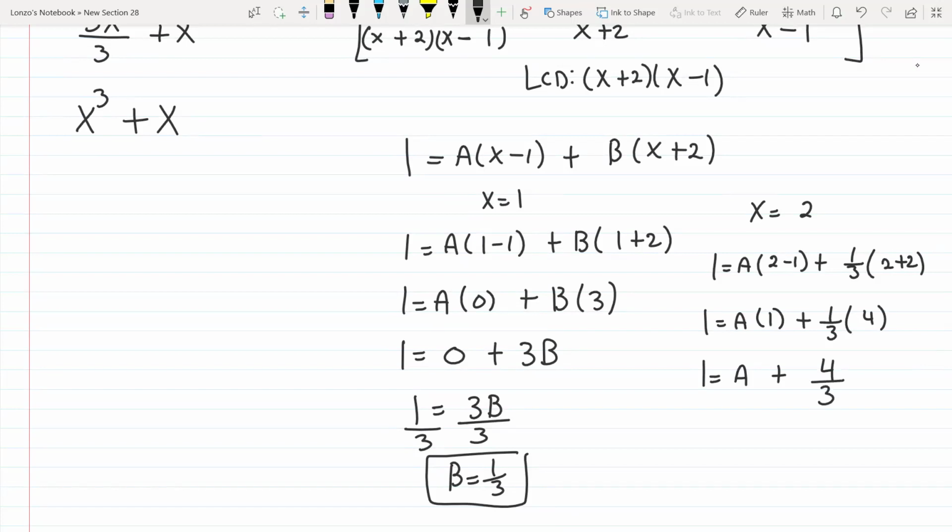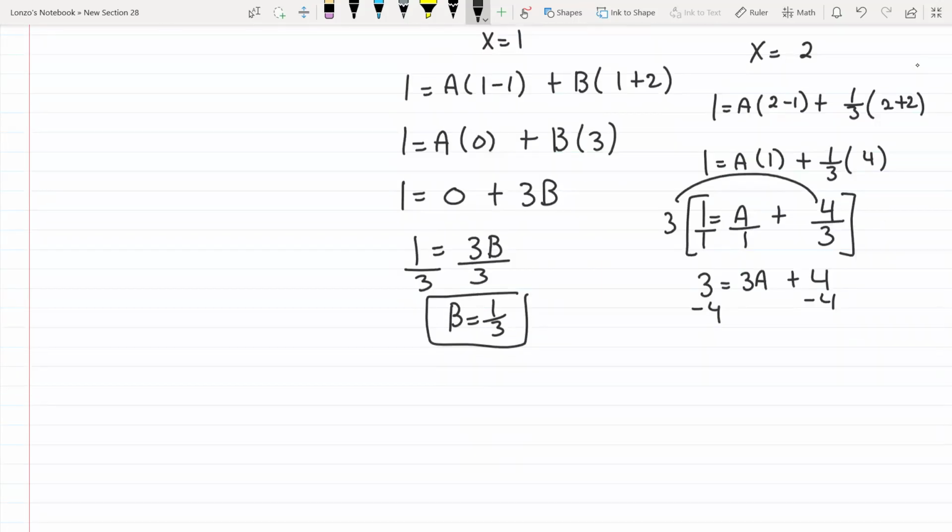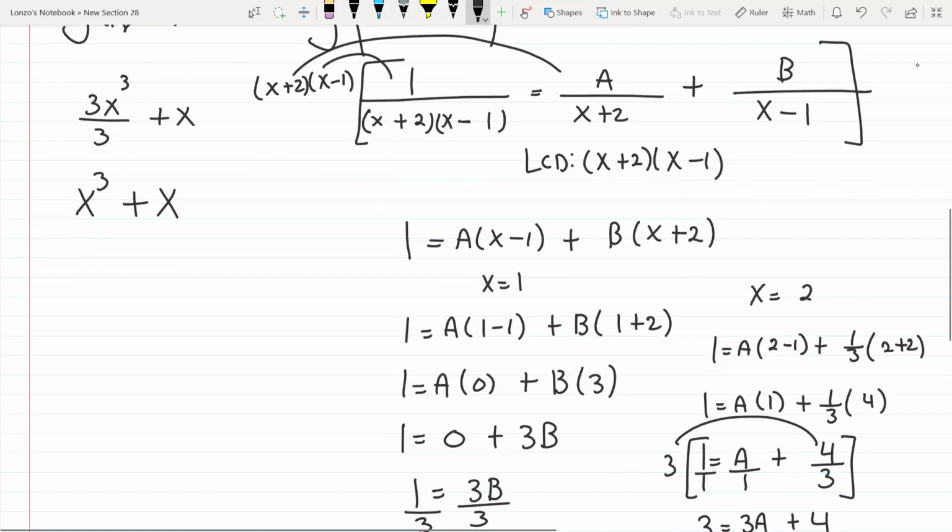And go ahead and solve for A. I'm going to get rid of the fraction by multiplying all sides by the LCD, which is 3. So it's 3 equals 3A plus 4. Solve for A, so you subtract 4 from both sides. 3 minus 4 is negative 1, equals 3A, and then divide by 3. A equals negative 1/3. Okay, so we have everything now.